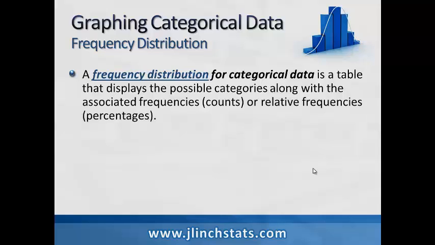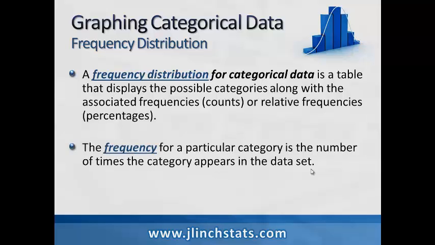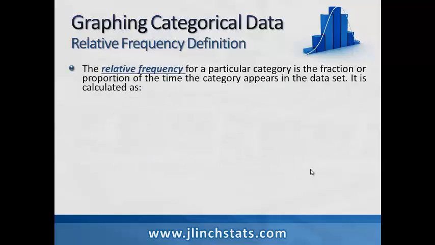So 2/3 of the girls, or 66.67% of the students are girls, and then we would have 1/3 of the students being boys. So the frequencies are counts, relative frequencies are percentages. The frequency for a particular category, once again, is the number of times that the category appears in the data set. So when we refer to frequency, we're referring to a count for a particular number of times a category appears. Now, the relative frequency for a particular category is the fraction or proportion or percentage of the time that the category appears in the data set.